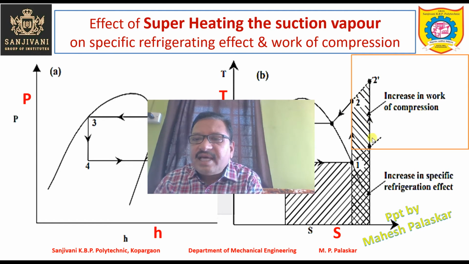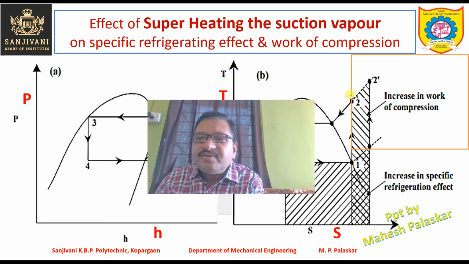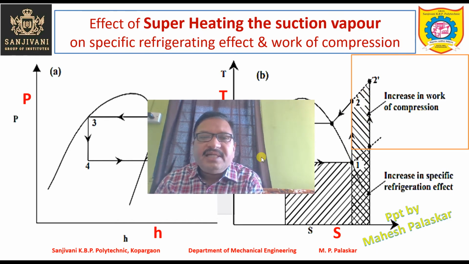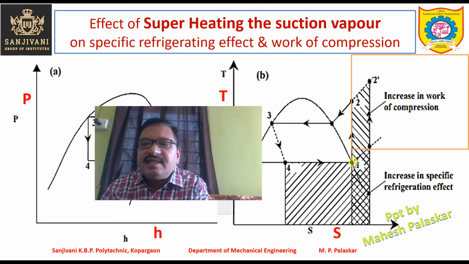So this area represents the increase in the work of compression due to superheating. Without superheating, the compression process is this 1 2. But with superheating, the compression process is 1 2 dash, right? So this is the increase in the work of compression. The work of compression increases due to superheating. Here we can see this is the increase in the work of compression.